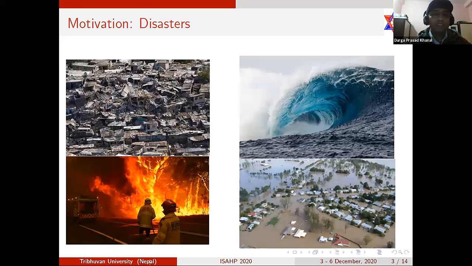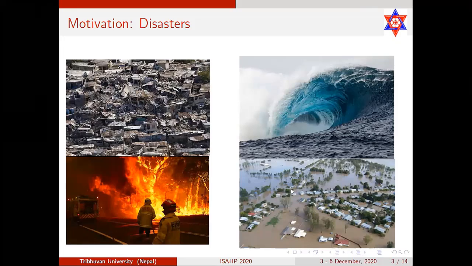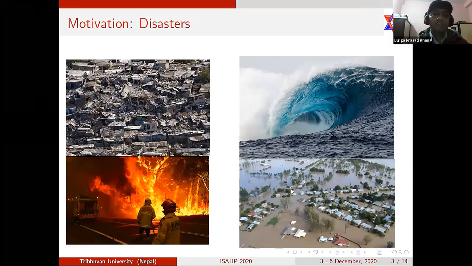These are some motivational pictures taken from Google. These are all natural disasters. Disasters may be natural or man-made, but after a disaster or pre-disaster, disaster management is very essential. So we are going to present here this work about post-disaster management, and without well preparedness and efficient planning, to work in an efficient way, it is very essential to prioritize the work.